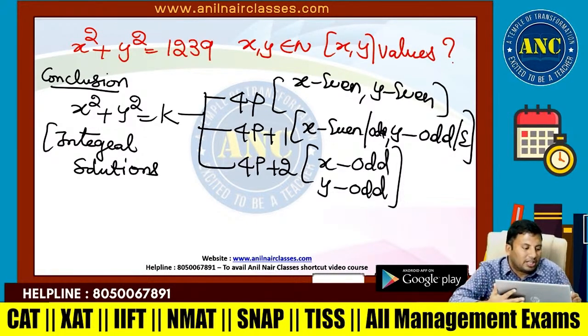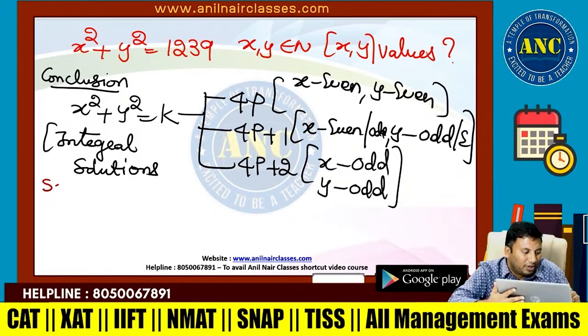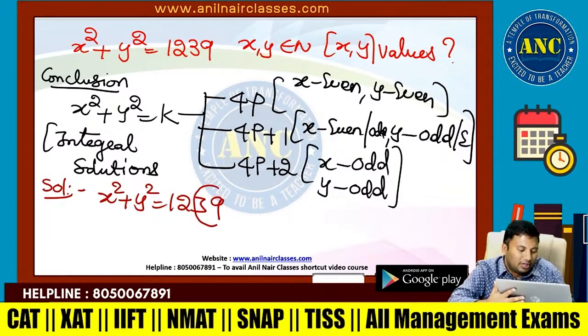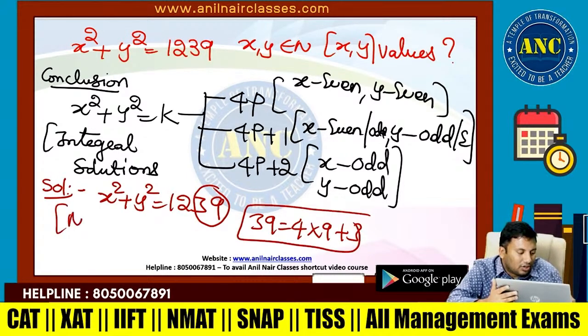Now once you understand this, this question is a pretty simple cakewalk. x square plus y square is equivalent to 1239. The last two digits should be divisible by 4 for that case, and 39 is 4 into 9 plus 3. The 4k plus 3 form does not arise. So the answer for this question is no integral solution.